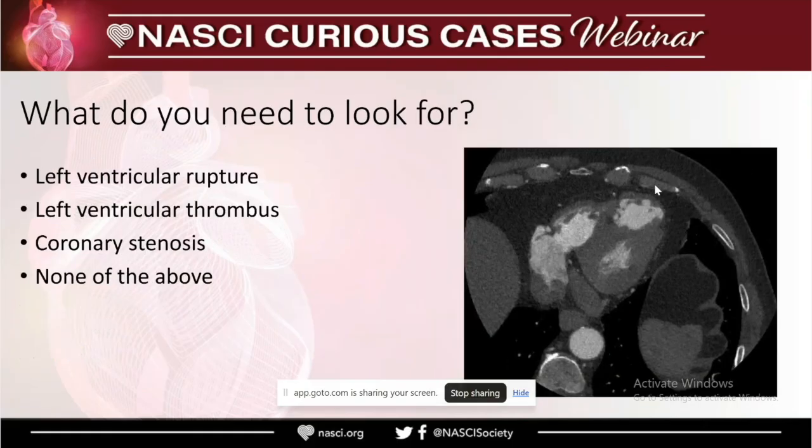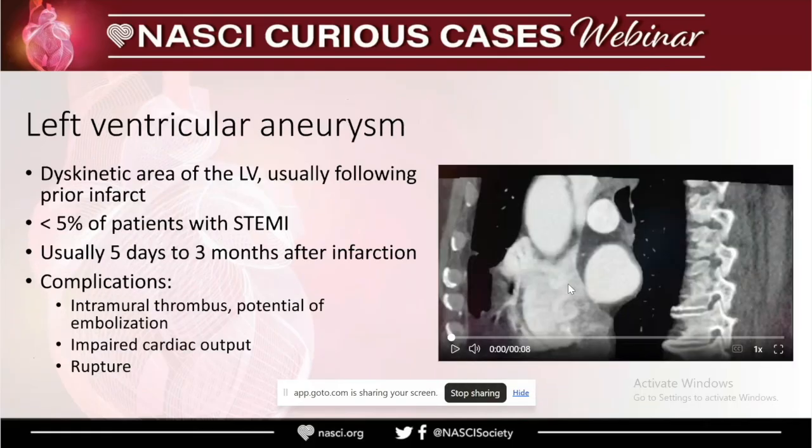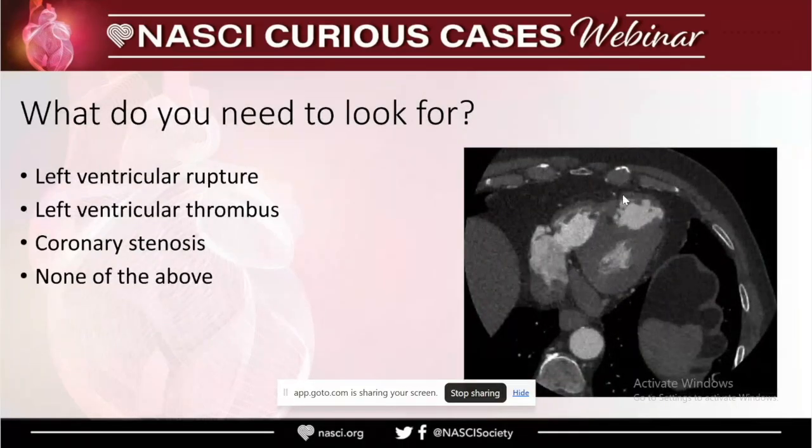So let me show you this image. You can see here very clearly that this is the left ventricle. You're not supposed to have this collection of contrast so separate from the left ventricle. So basically, this is an aneurysm. Now the question is what you need to look for. So the options are left ventricular rupture, thrombus, coronary stenosis, or none of the above. What do you think, guys?